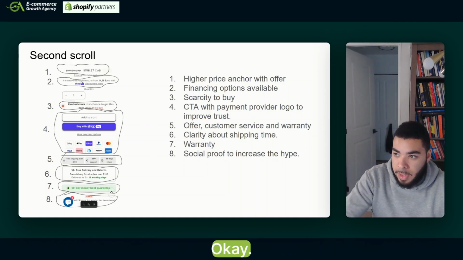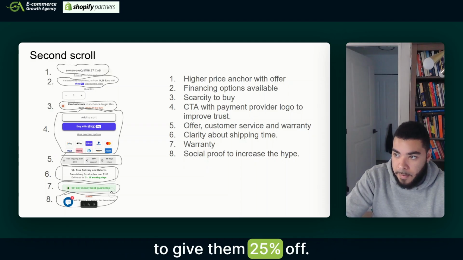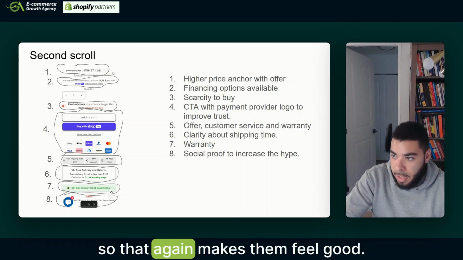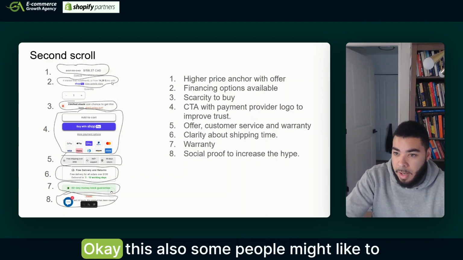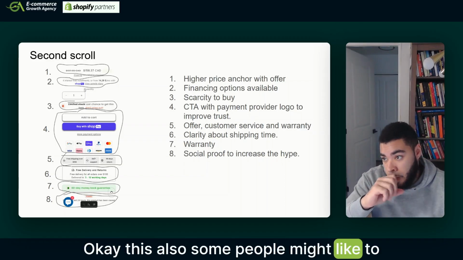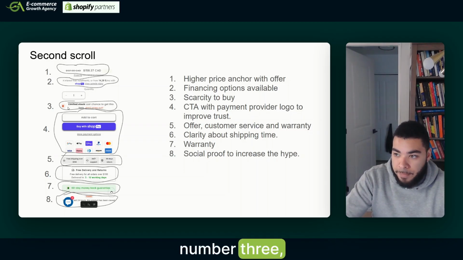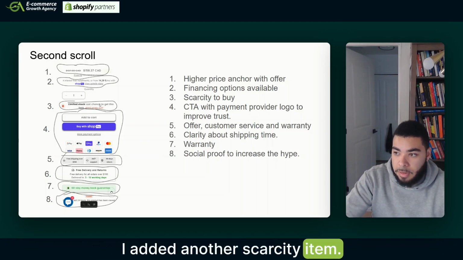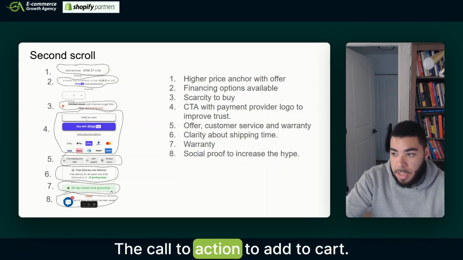And then when they scroll a little bit lower, then again, number 1 thing they see here is the price. Okay, I anchored the price higher to be able to give them 25% off. So that again makes them feel good. 2, they have some financing options. Okay, this also, some people might like to finance it for some reason. So yeah, that's something they can do. Number 3, I added another scarcity item. So limited stock, last chance to get this item. Don't miss out. Here, the call to action, the add to cart.